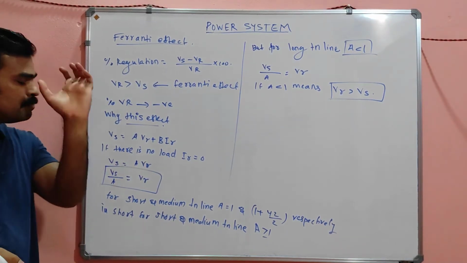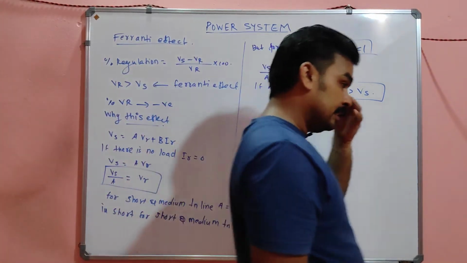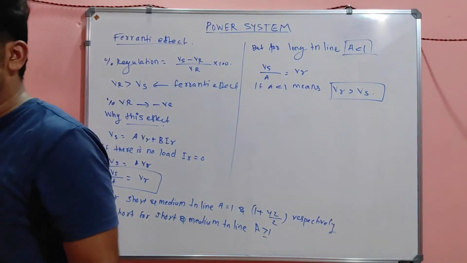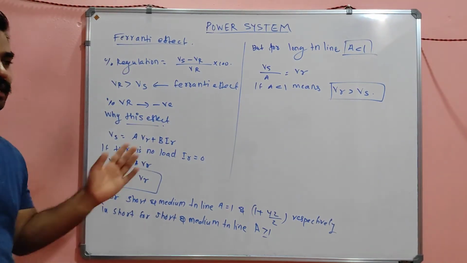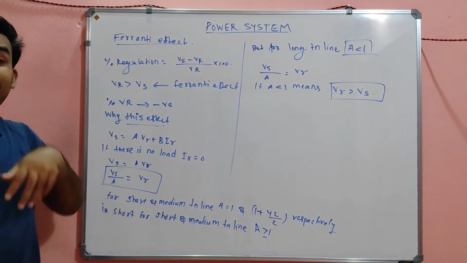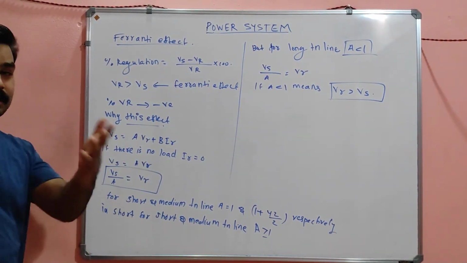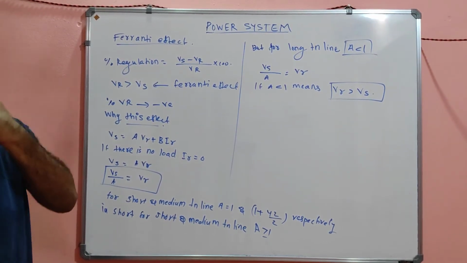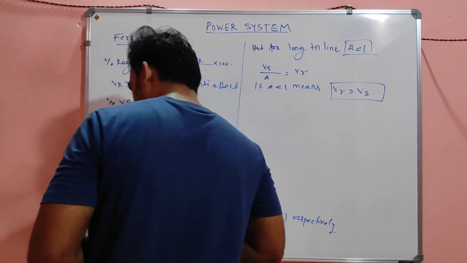Actually, in physical meaning you can simply say that if the capacitive effect increases, there will be the Ferranti effect. Or in other words, if the loading of the transmission line is less than the surge impedance loading, then also there will be the Ferranti effect, because at that time QC greater than QL will happen. In the last class we discussed, right? So there are many ways you can explain the concept of the Ferranti effect, my dear. If A is less than 1, then Vr is definitely greater than Vs. That is the reason why this Ferranti effect happens.